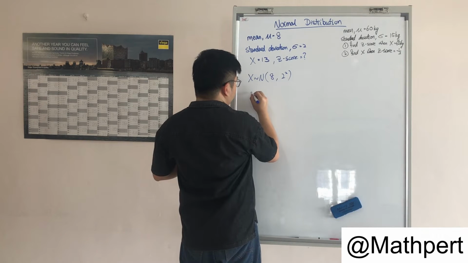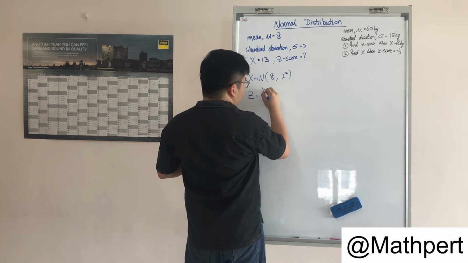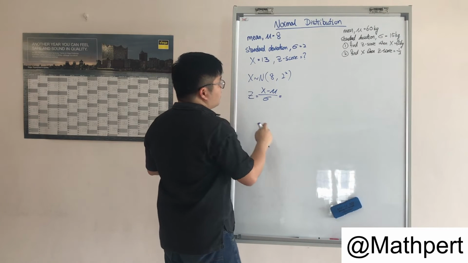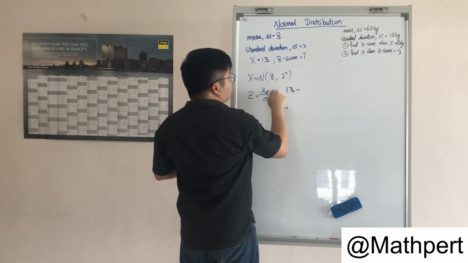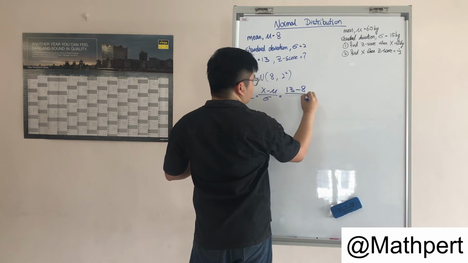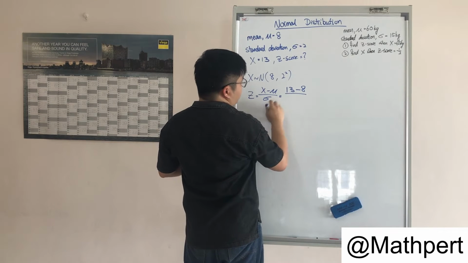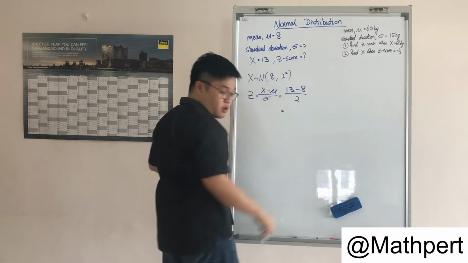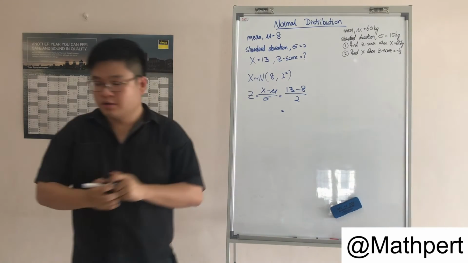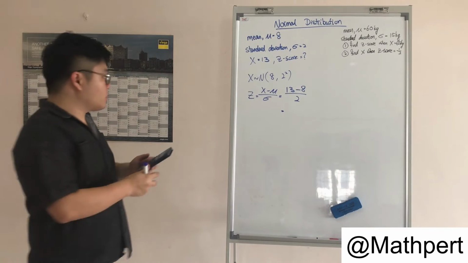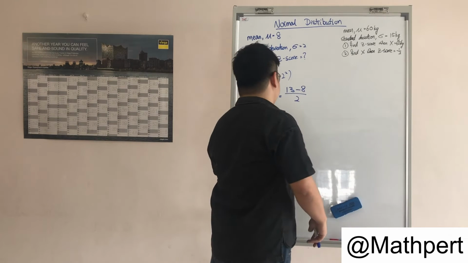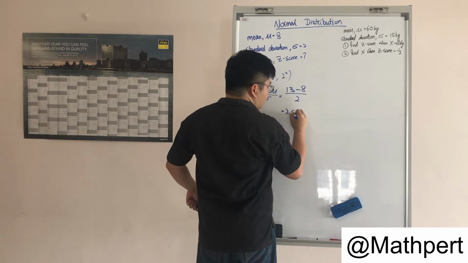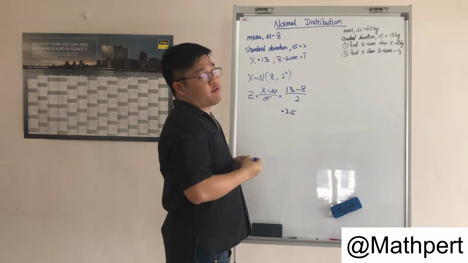So this will be Z equals X minus mean over standard deviation. Given by the question, X is 13, mean is 8, standard deviation is 2. How much can we get here? 13 minus 8 divided by 2. We get 2.5. The Z score for this question is 2.5.